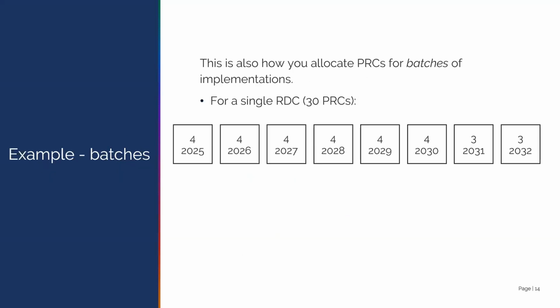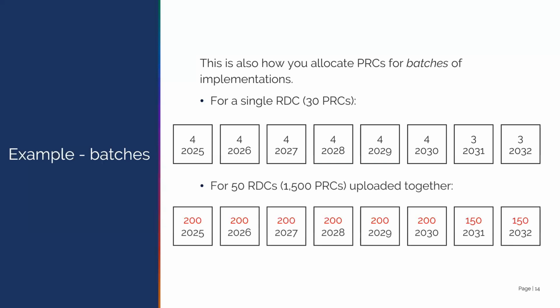So that's an example just using one implementation, but you can also allocate PRCs for what we call batches of implementations. So in this case, imagine we previously just showed 30, but imagine now doing 50 RDCs, producing 1,500 PRCs. That can be done in much the same way. And here you can see that the distribution is still done so that more are going into the initial years and fewer in the final years.